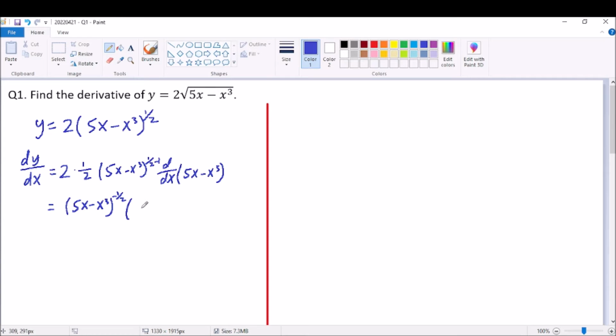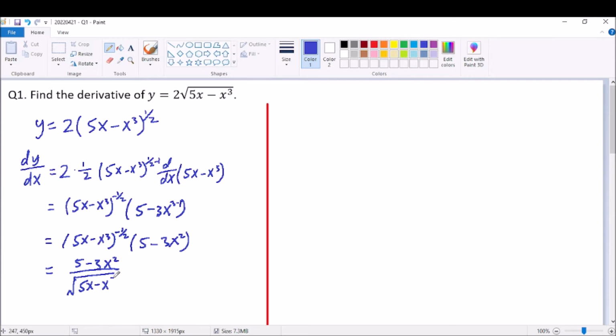Then the inner expression's derivative is 5 minus 3x to the power 3 minus 1. So we have (5x minus x cubed) to the power minus half, and 5 minus 3x squared. So we simplify it to 5 minus 3x squared divided by the square root of 5x minus x cubed.